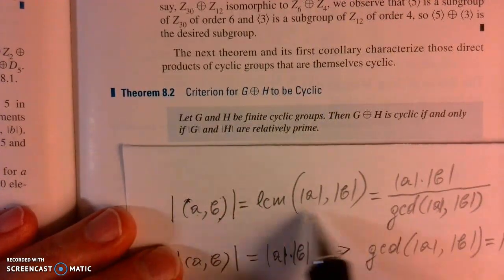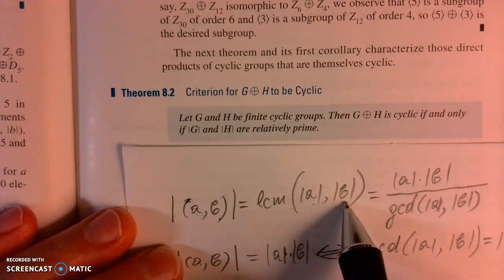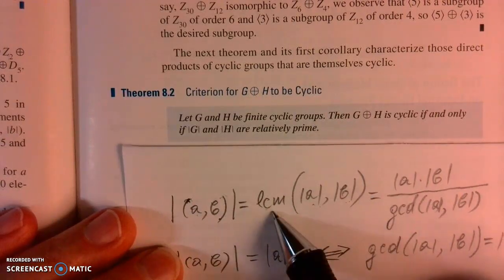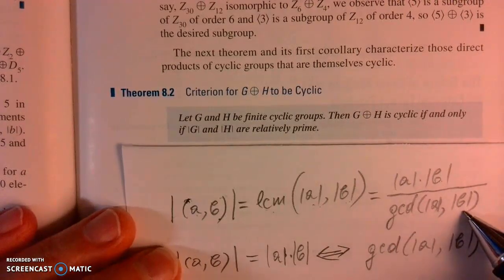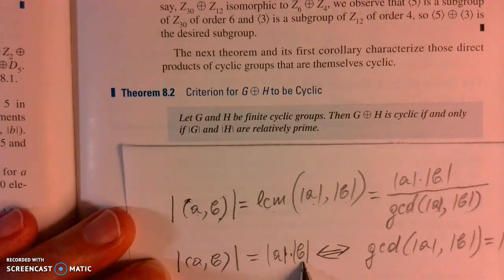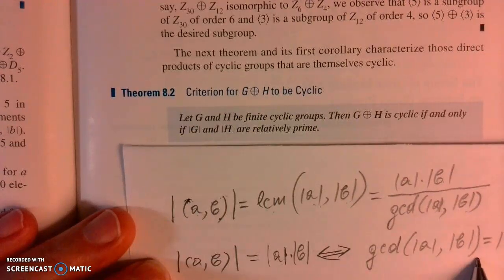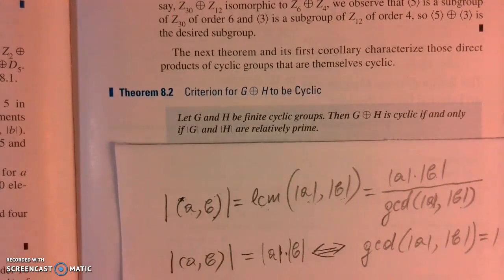But the order of the pair is the LCM of these two orders according to theorem 8.1. And the LCM of two numbers is the product divided by the GCD. So the order of the pair is equal to the product of the orders of a and b if and only if the denominator is 1. And this is what the theorem states.